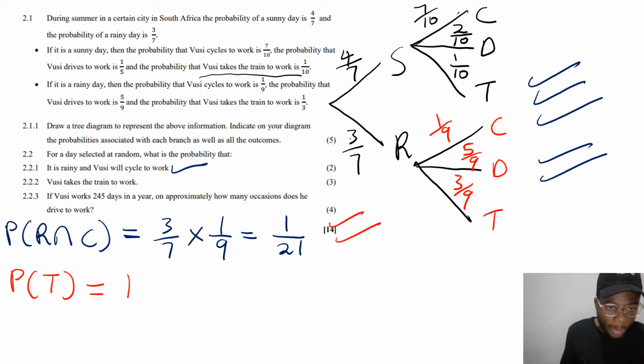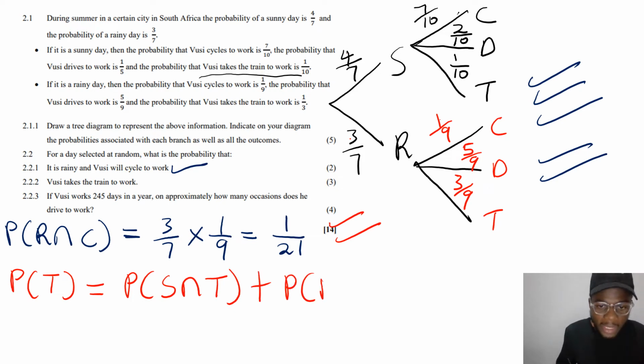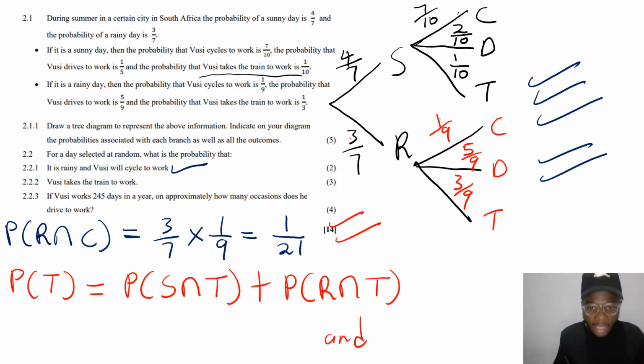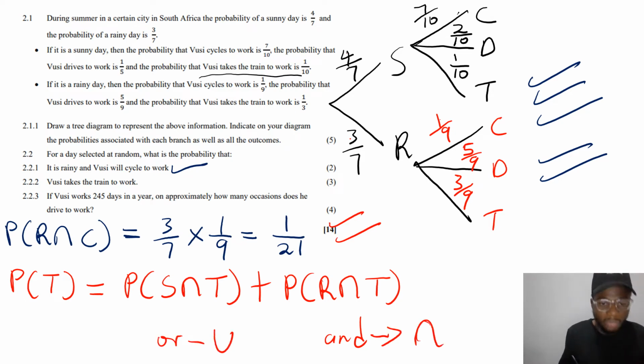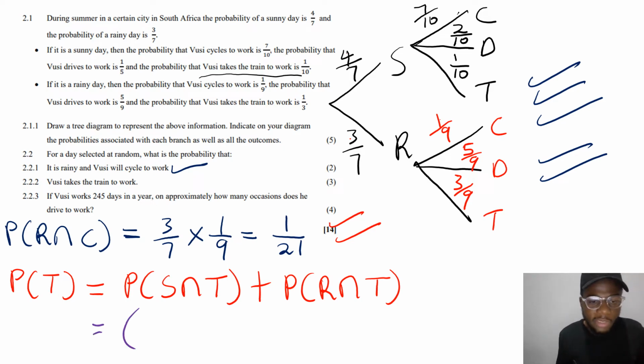So I'll start with the probability of a sunny day and Vusi takes a train, and also the probability of when it is raining and Vusi takes a train. This is not n, it's and. The symbol for and in probability is this one. For or we use this one, for union. You must know all these symbols. Then let's start here: the probability of a sunny day and Vusi takes the train.